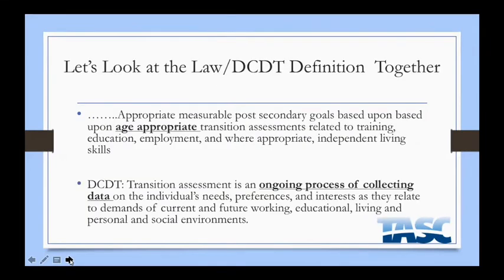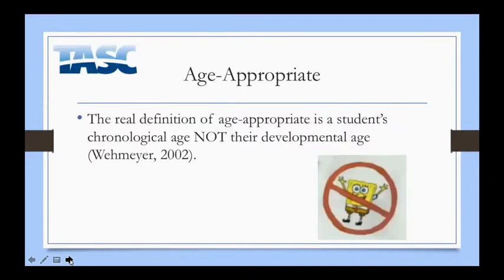Okay, so let's look at that. Appropriate measurable post-secondary goals based upon age-appropriate transition assessment. And it's an ongoing process of collecting data. So what does this look like as a teacher? What does this look like as an educator? Well, first, the definition of age appropriate, let's just get it out there. It is the student's chronological age. That means it is your birthday, you are turning 18. That is your age, not the developmental age.